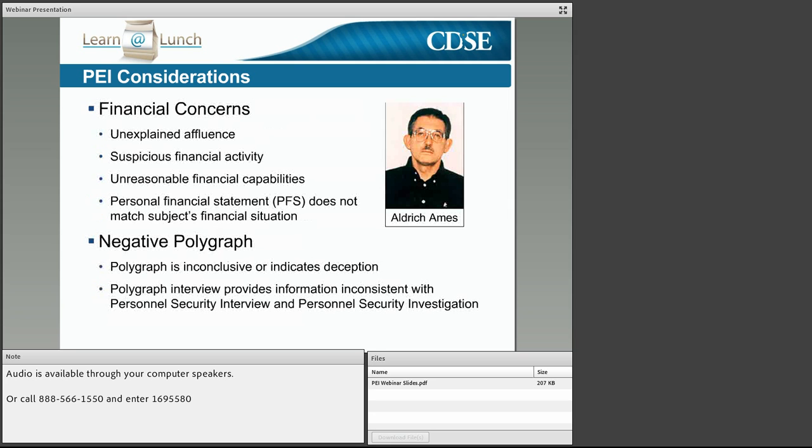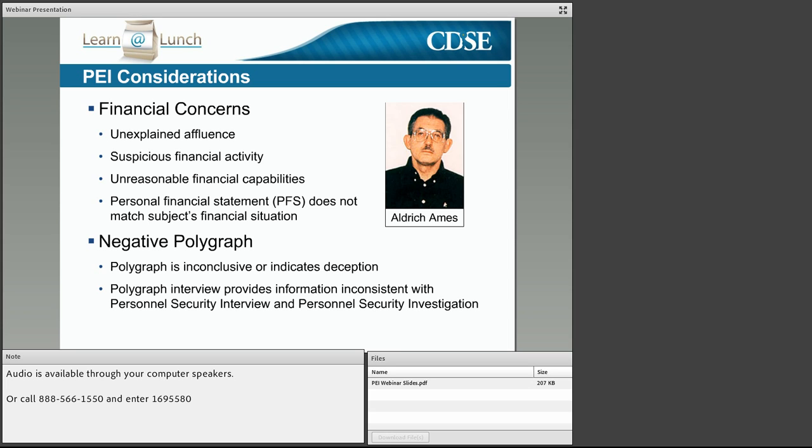There are several financial indicators associated with espionage, such as unexplained affluence, suspicious financial activity, unreasonable financial capabilities, and a personal financial statement that does not match the employee's financial situation. Unreasonable financial capabilities are such things as the ability to obtain large loans where there may not be any visible assets to use as collateral. One might overhear a phone conversation, observe jewelry or clothing that does not match the known financial situation of a coworker, or become aware of financial irregularities.